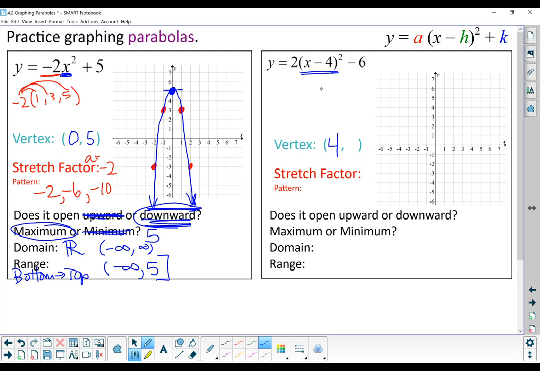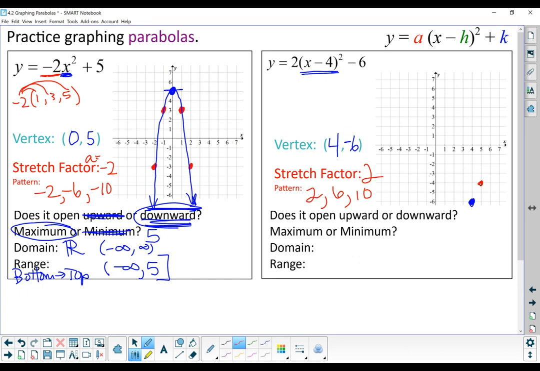The x-coordinate of the vertex is 4, and the y is going to be -6. So 4, -6, it's way over here in the 4th quadrant. Our stretch factor is a +2. Oops, I wrote that in the wrong spot. Stretch factor of +2 means our pattern is going to be that 1, 3, 5 multiplied by 2. So it's going to be 2, 6, 10.